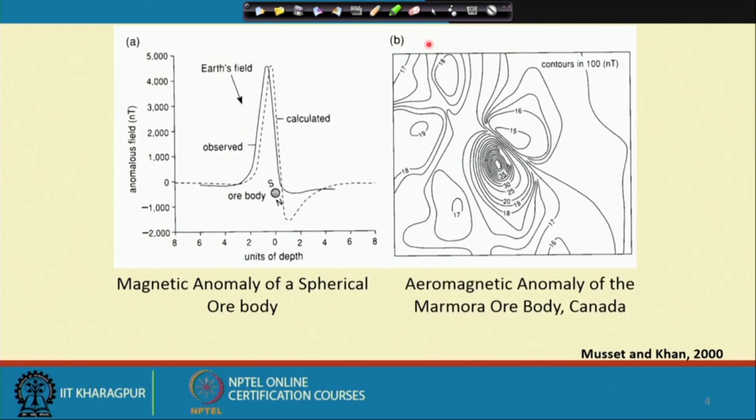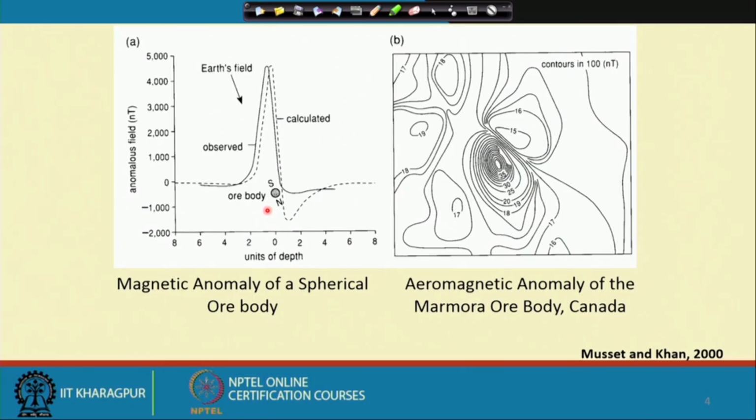And the situation that can be imagined here is that what we measure is essentially an anomalous field which is measured in nanotesla units, and this is an ore body where this dipole is oriented like this, north and south, and we can measure the observed and the calculated field, and it will give us an anomaly on a local scale. I mean, if there is an ore body in the subsurface, sometimes such measurements of the magnetic field can be carried out from an airborne magnetometer.